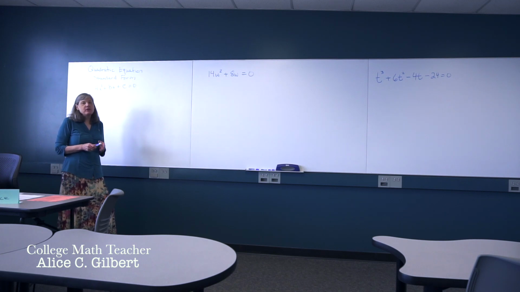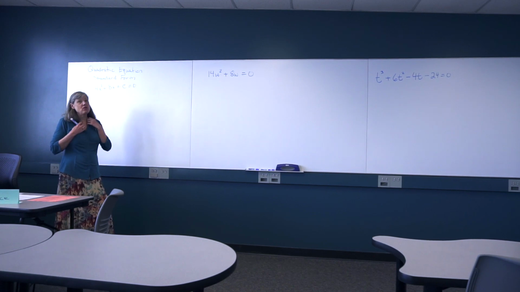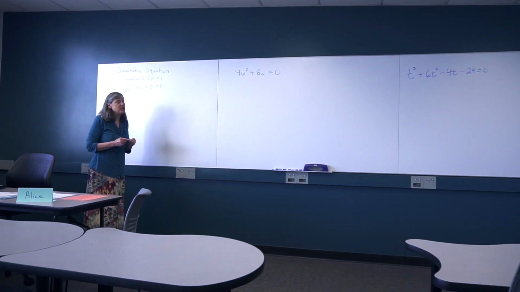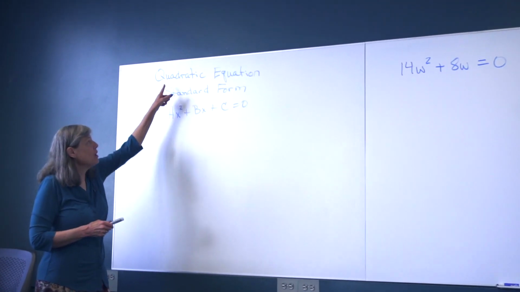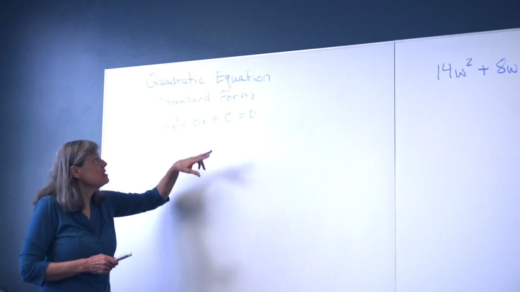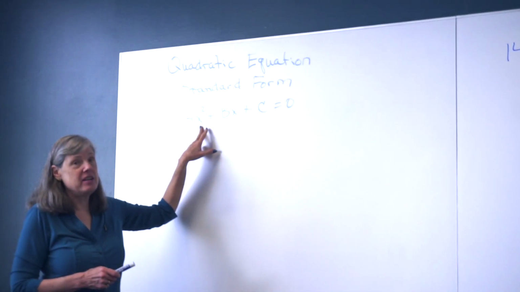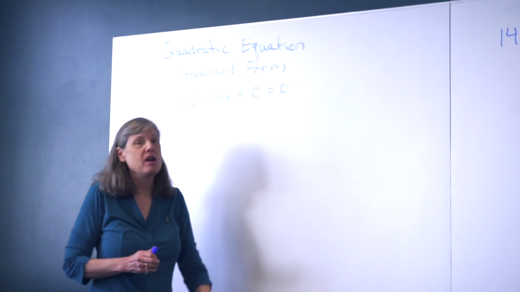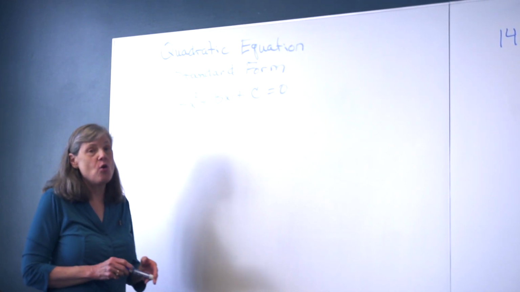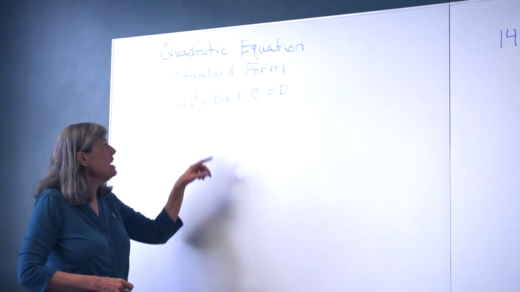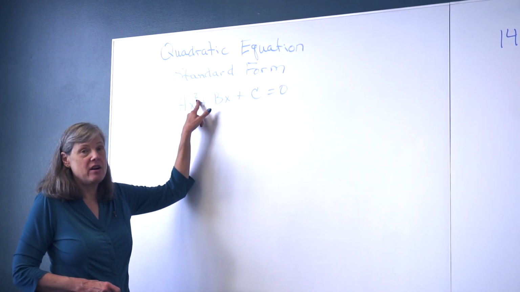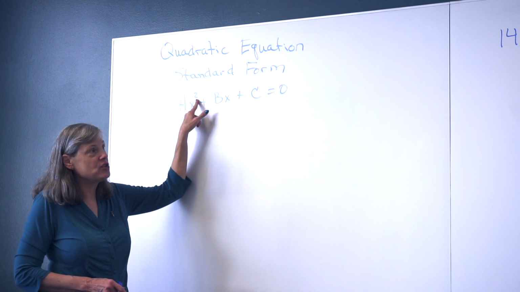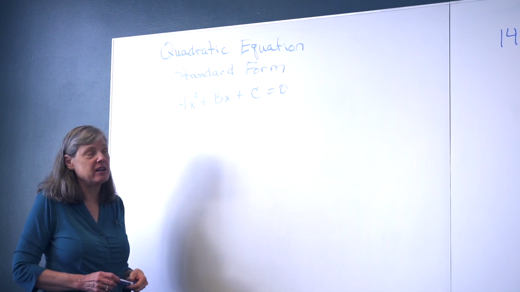So the reason that we're learning to factor is that now we are working with what's called quadratic equations. The standard form of a quadratic equation is ax squared plus bx plus c equals 0. And how we know that this is quadratic is because of this squared term. When it has a square, it means it's quadratic.